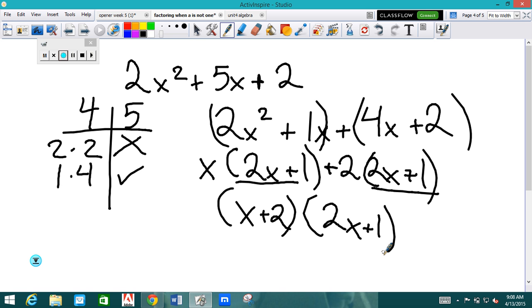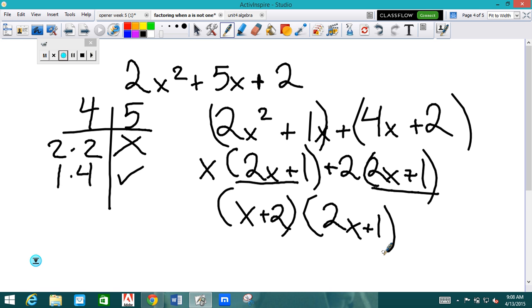The only case it really matters is if we have two numbers here that don't match, so like the 1x didn't match the 2x at all, or the 4x didn't match the 2 at all, and nothing factored ever. That's where we would have a problem. We haven't seen one of those yet.